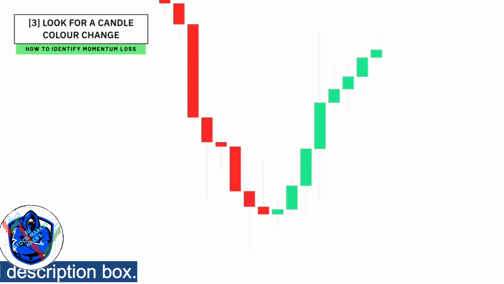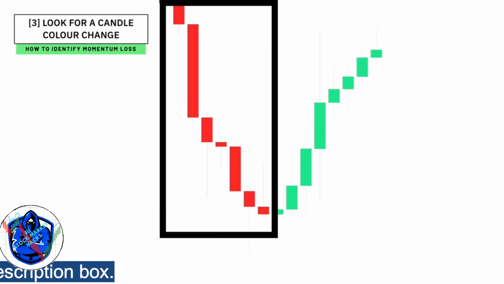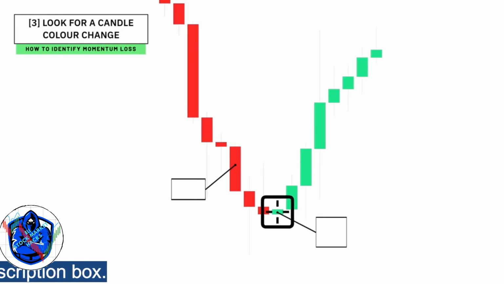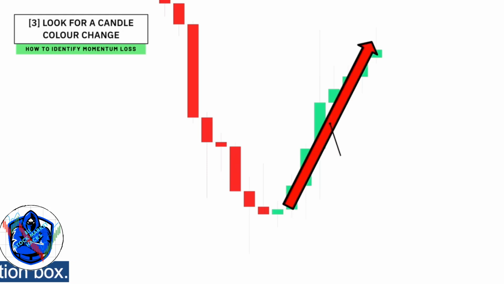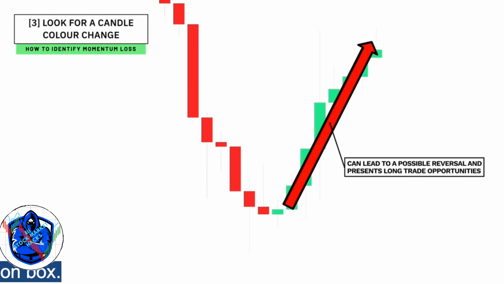The third way to identify momentum loss is to look for a candle color change after you have consecutive candles of the same color. In a downtrend, notice how you have all red candles before a green candle appears. This shows momentum loss because price failed to produce another candle with a lower low closing price and instead made a higher closing price through the green candle. This can lead to a possible reversal of price.